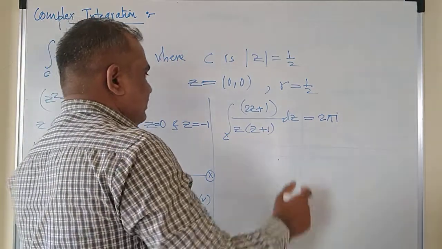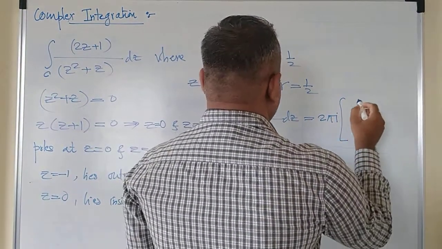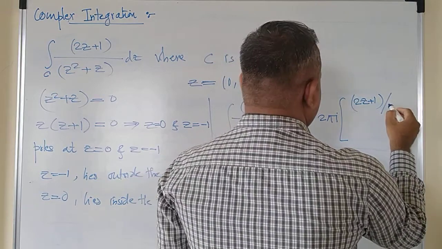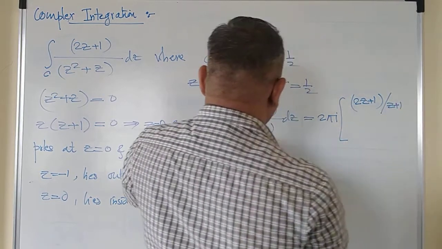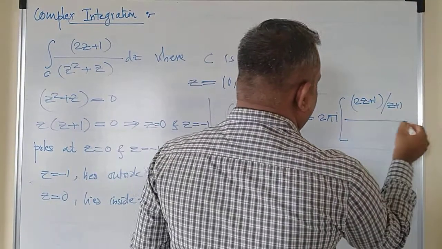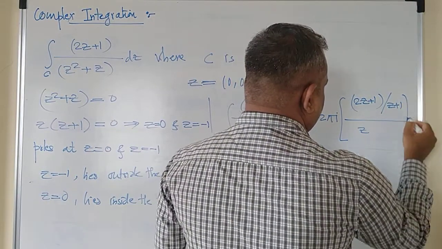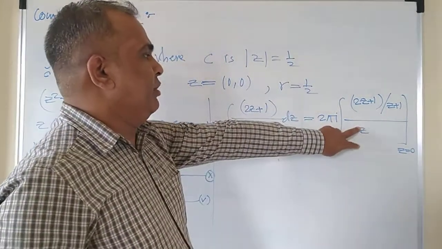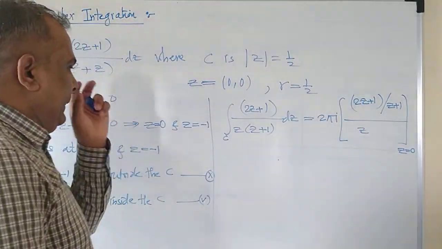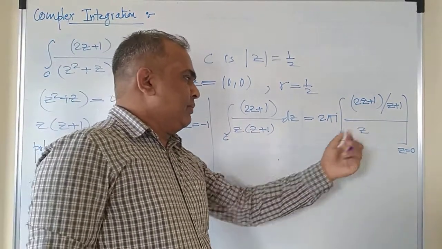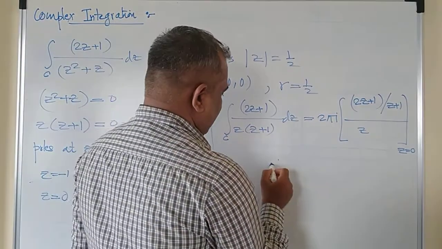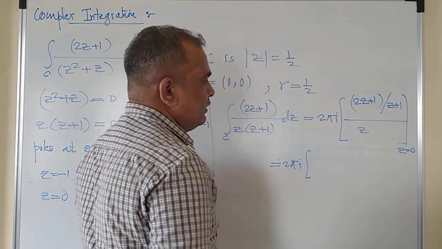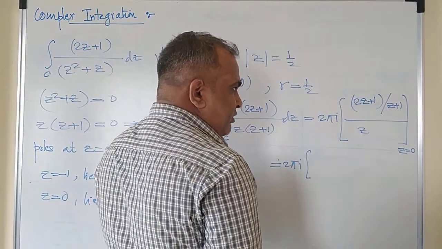Right? So this is equal to (2z plus 1) divided by (z plus 1), all divided by z. Then put the value z equals 0, not in the denominator, only in the numerator, because this is the singular point. Therefore this will give me 2 pi i into, now put the value of z equals 0.